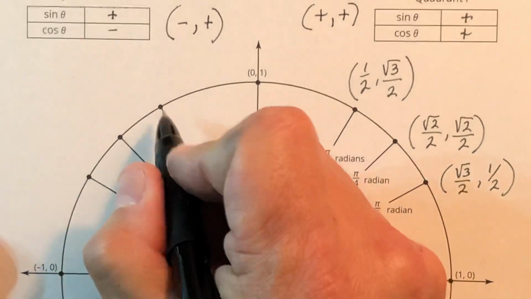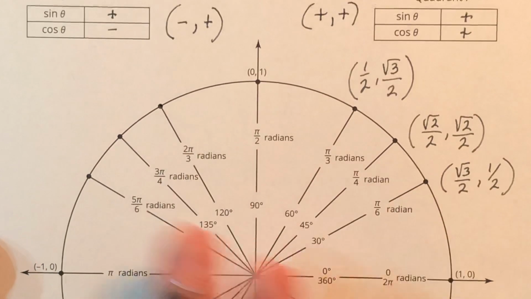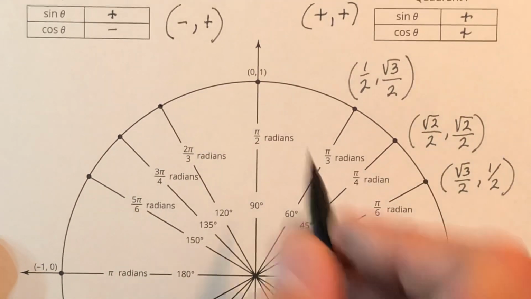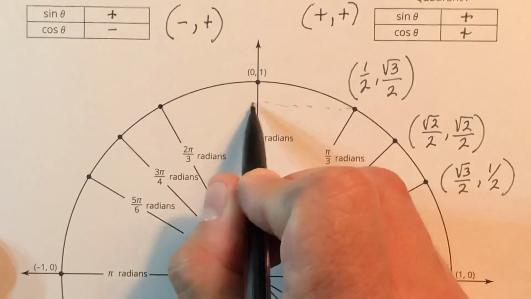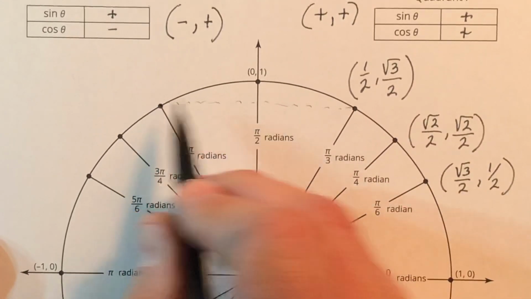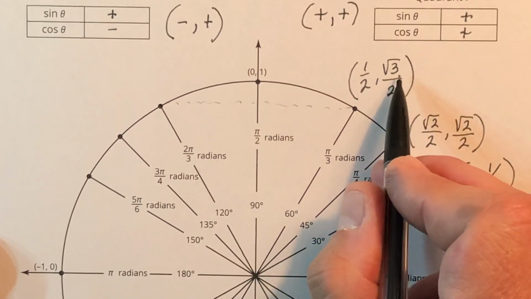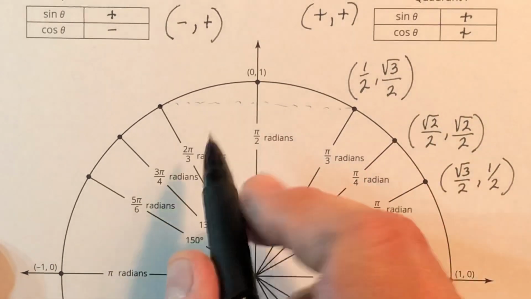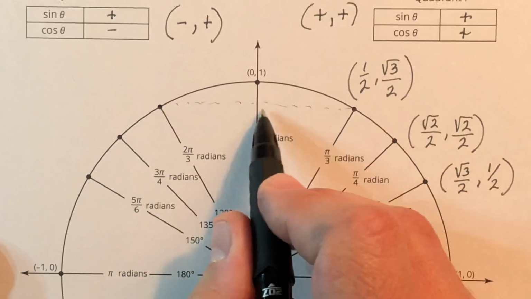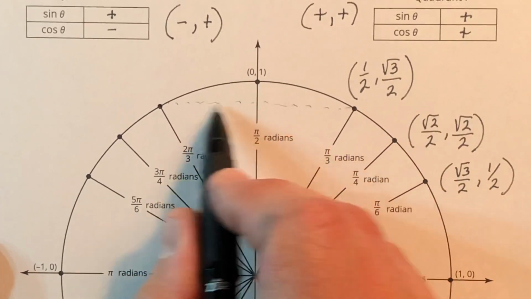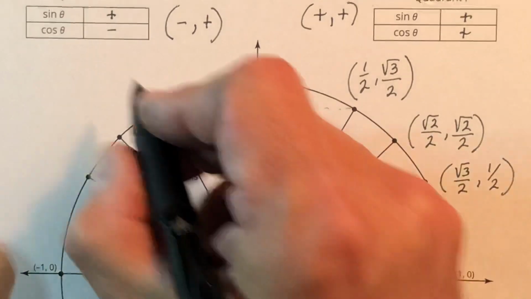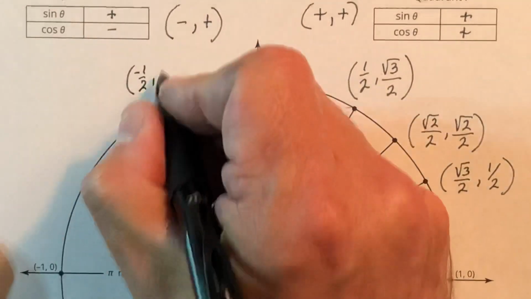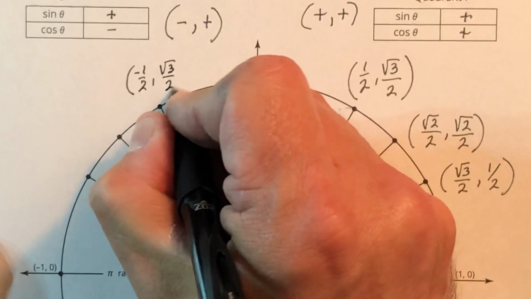So what are the coordinates of this point? Well, forget about all this stuff in the middle. If I just ask you what are the coordinates of this point, you would say to me, well, it sure looks like the y value for this one is the same as the y value for that one. And you're right, it's the square root of 3 over 2. But what do you think the x-coordinate is? If this is positive 1/2, then this is negative 1/2. So that means the coordinate here is negative 1/2, positive square root of 3 over 2.